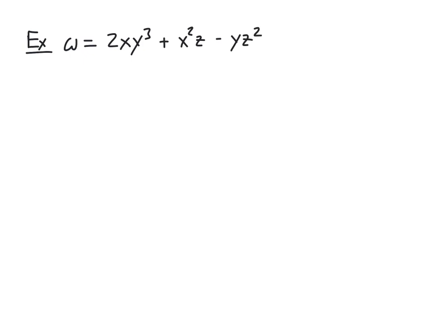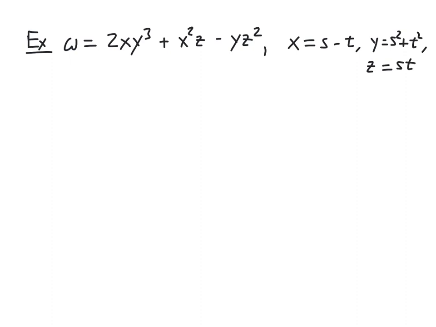So this is our function w. Notice that it is a function of three variables. And then I'm going to write each of my three variables x, y, and z in terms of two variables s and t. So I'm going to say that x is given by s minus t, y is going to be given by s squared plus t squared, and z is going to be given by s times t.